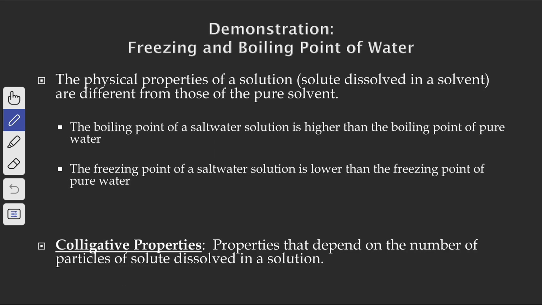So first off, we should all know that pure water freezes at 0 degrees Celsius and it boils at 100 degrees Celsius. But something that you will notice is that once you add salt to water to make a saltwater solution, the boiling point and freezing point both change. The boiling point of a saltwater solution is always higher than the boiling point of pure water, so it's above 100 degrees Celsius. And the freezing point of a saltwater solution is always lower than the freezing point of pure water, so below 0 degrees Celsius.